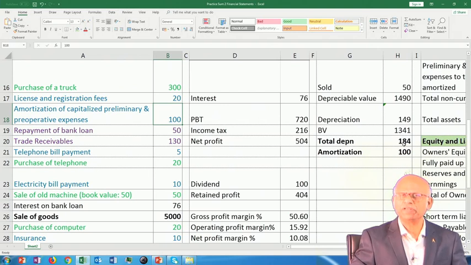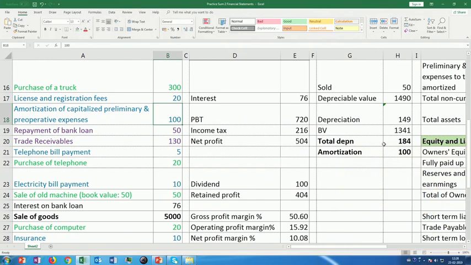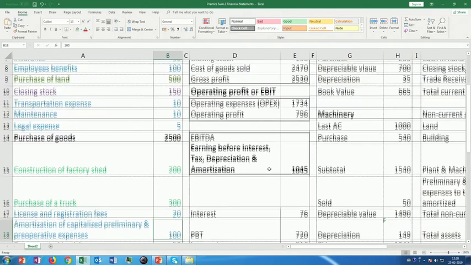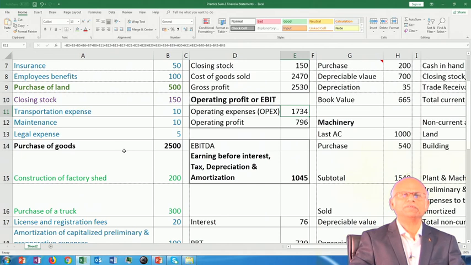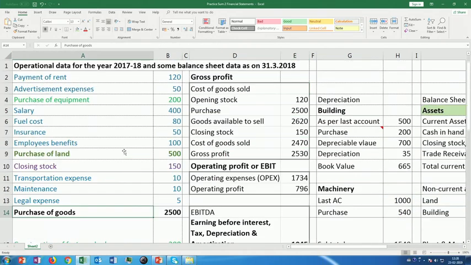So, depreciation is 184, amortization that is to be charged to the profit and loss account is another 100, this is to be added to your operating expenses. So, now operating expenses is here and you can see all the formulas. Okay, now this is very important that we classify them, we have discussed, but I have a long exhaustive list of items.